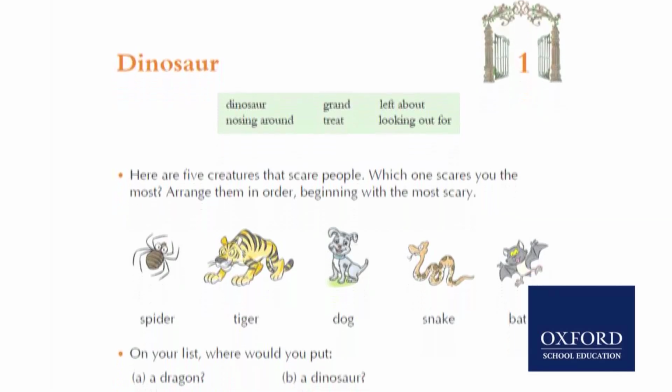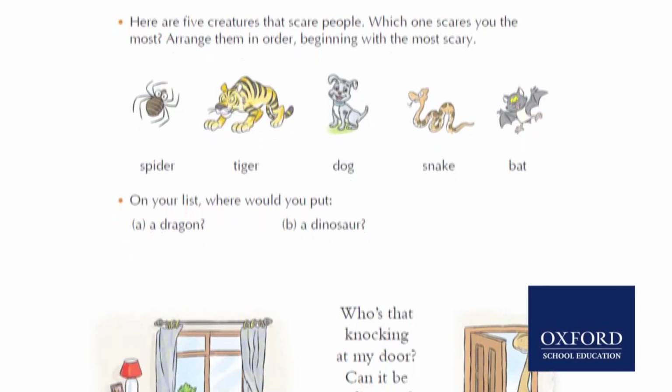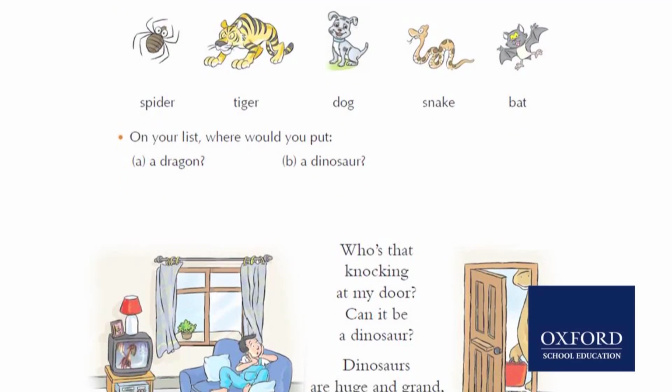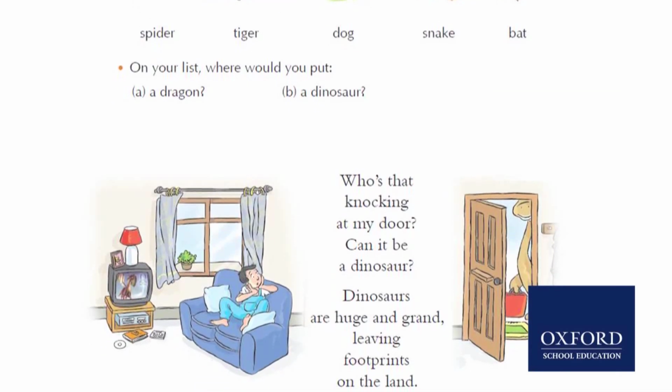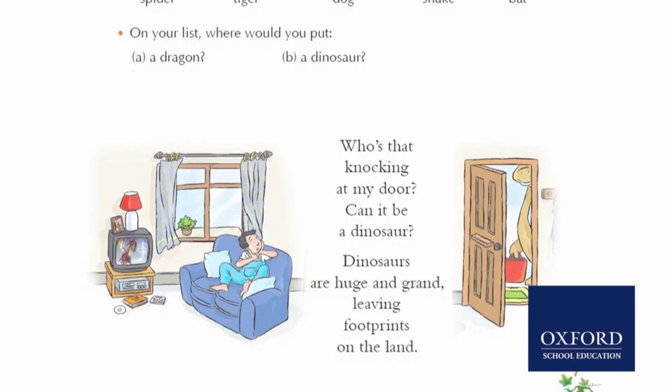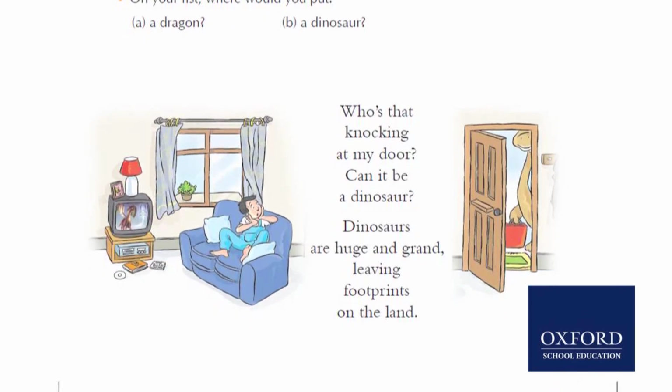This also applies to poems too, but obviously, unlike with rhymes which are designed to be simple and immediately accessible, poems are not so obviously rhythmic. Here is a poem from Lesson 1 of Gateway Reader 2. It's called Dinosaur. Who's that knocking at my door? Can it be a dinosaur? Dinosaurs are huge and grand, leaving footprints on the land.